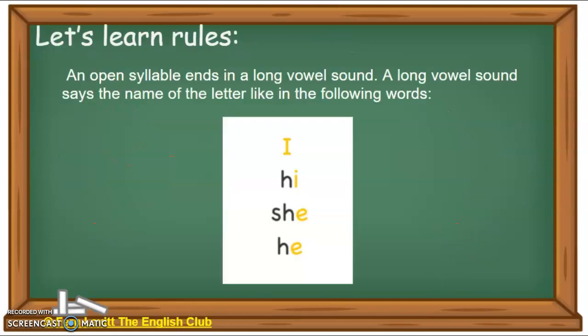Let's learn the rules. An open syllable ends in a long vowel sound. A long vowel sound says the name of the letter, like in the following words: I, hi, she, and he.